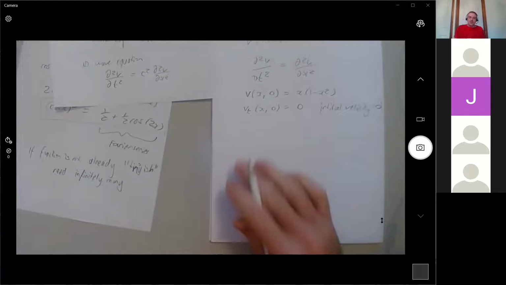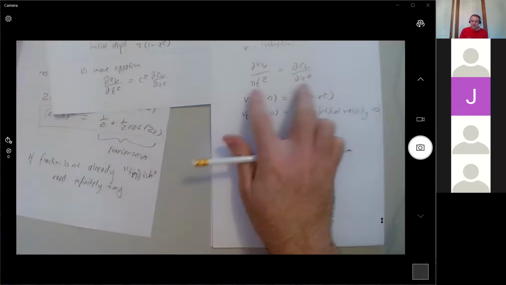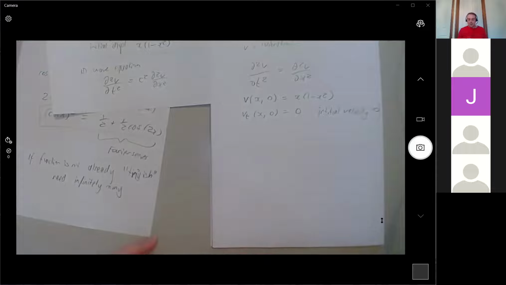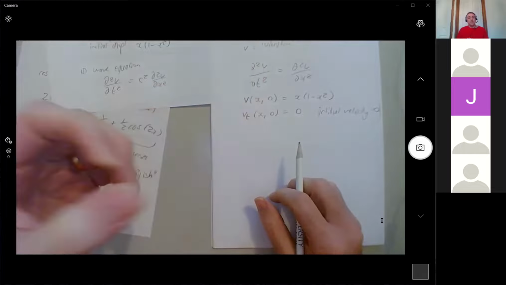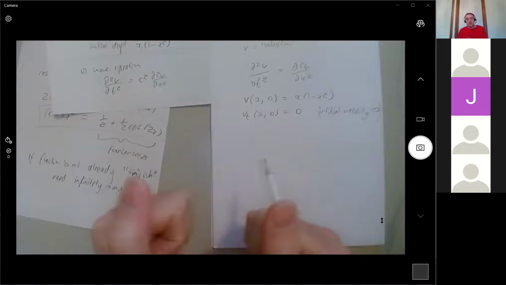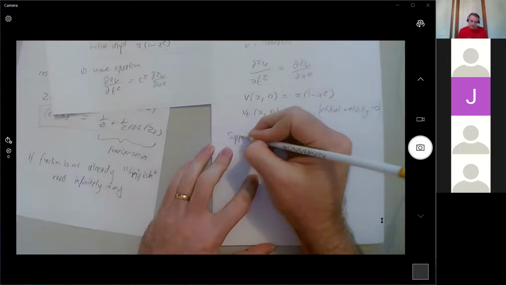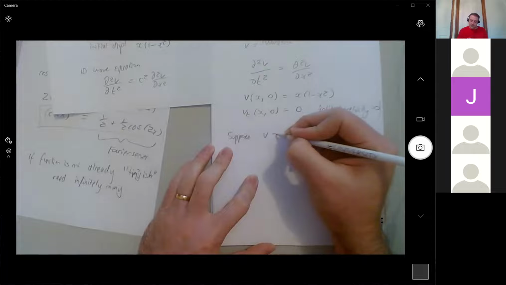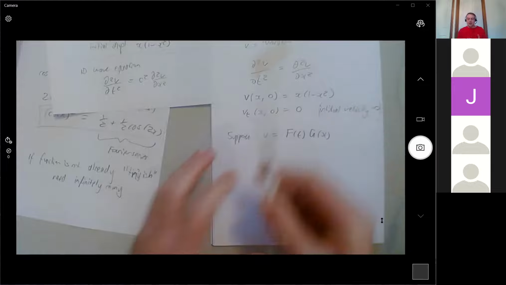And then the separation of variables idea goes with trying to separate the x's and the t's. And so what we're going to do is we're going to hope very strongly that this v, this vibration, can be written as a product of a function of just t and a function of just x. So that's the big idea that I like to hold on to because it reminds me what to do. So we suppose this v is a function of just t and a function of just x.